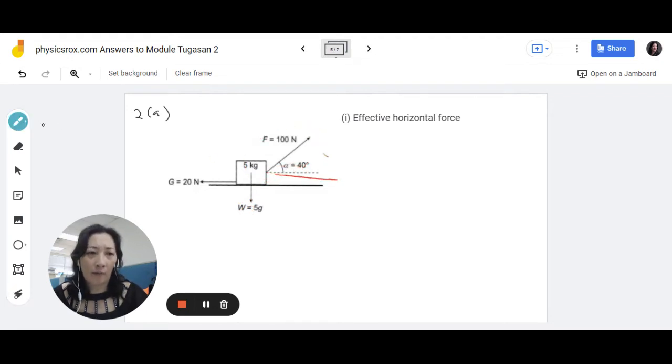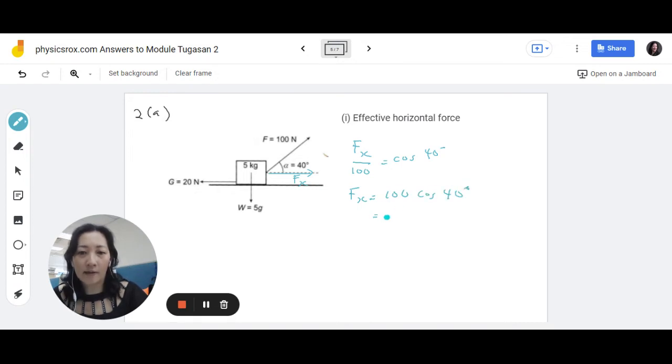You need to find the F component in the X direction. So we're going to find Fx. So Fx angle is here, adjacent over hypotenuse, right? So you can work it out. Fx over 100 equals adjacent over hypotenuse, cos 40. Therefore, Fx equals 100 cos 40, which gives us, just punching it into the off-screen calculator, 76.60 newton. This is 76.6.